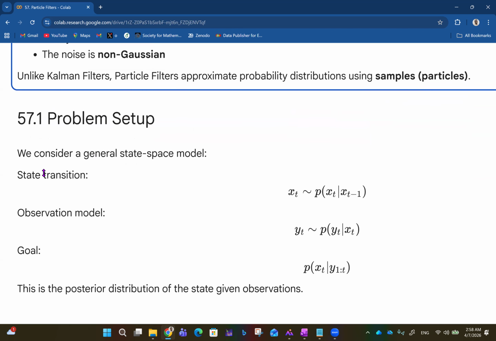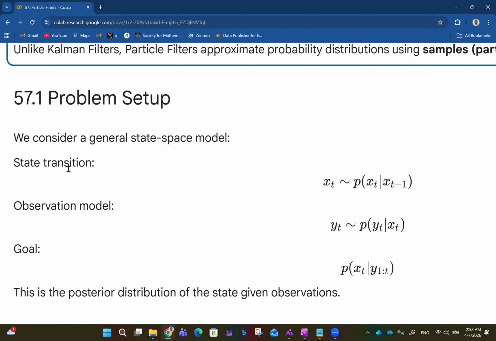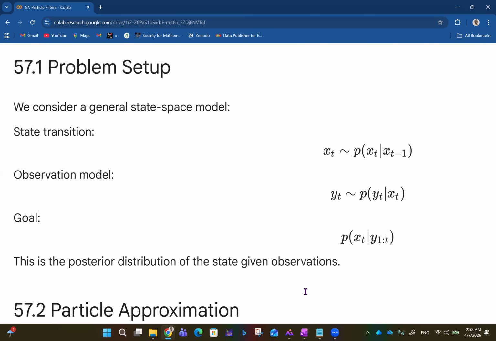So the problem setup in the case of particle filters is like this. We consider a general state space model. So you have a state transition x of t, which follows the probability of x of t given x of t minus 1. And then you have the observation model y of t, which follows the probability of y of t given x of t. And the goal is to get the probability of x of t given y from 1 to t. So this is the posterior distribution of the state given observations.